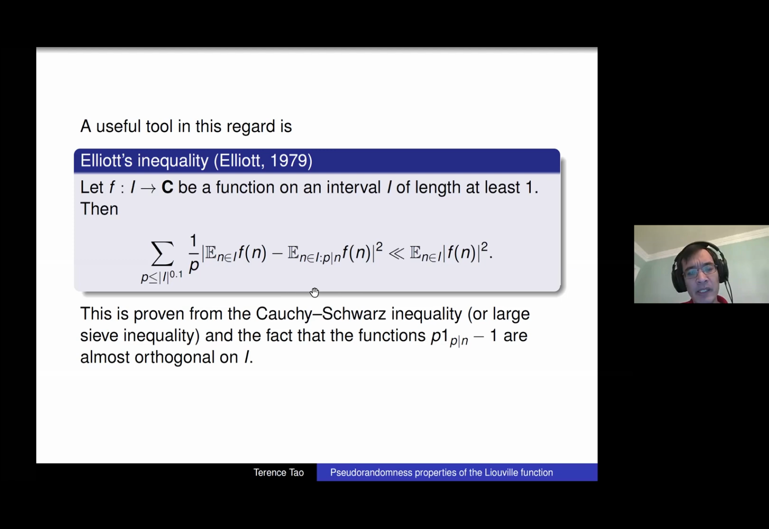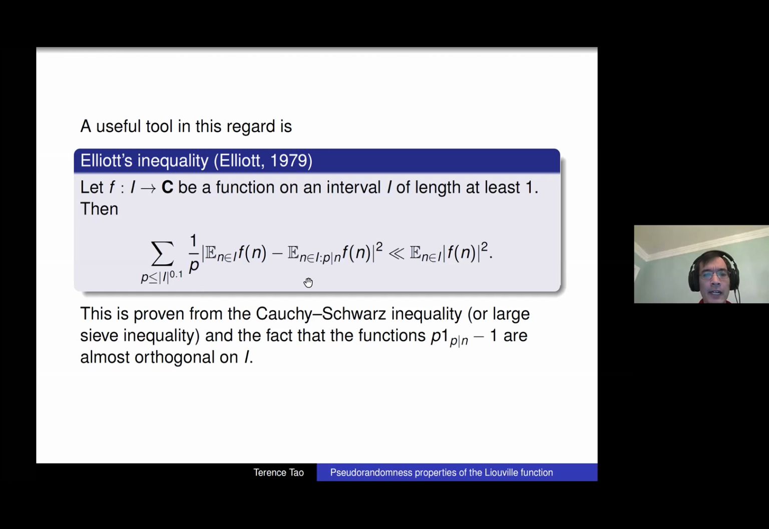I'm skipping the proof, but you basically dualize and use Cauchy-Schwarz, or, as analytic number theorists call it, the large sieve inequality. The key fact you use is that this discrepancy between the global average and the local average is the same thing as the inner product between f and a certain function, which is p times the indicator function of the multiples of p, minus 1. And the key point is that these functions are almost orthogonal on I. You take the inner products for any two small primes, they're almost 0. And then this is basically like Bessel's inequality.